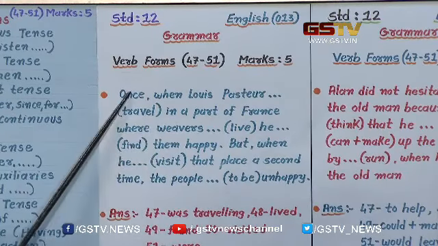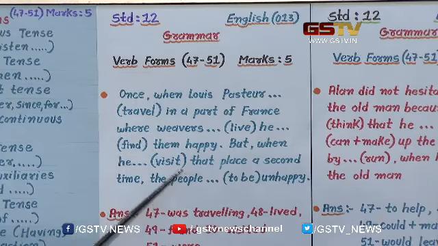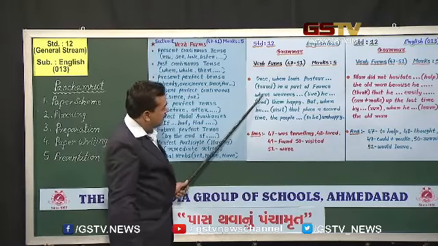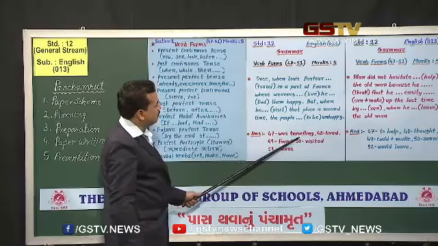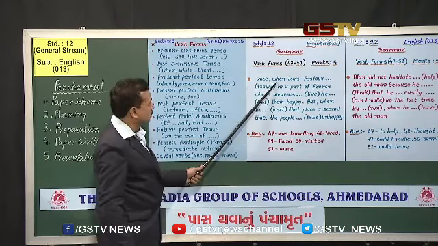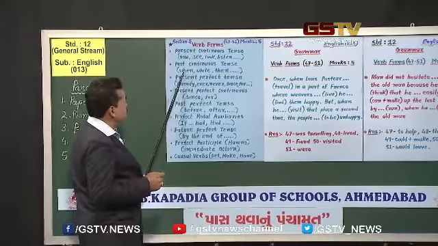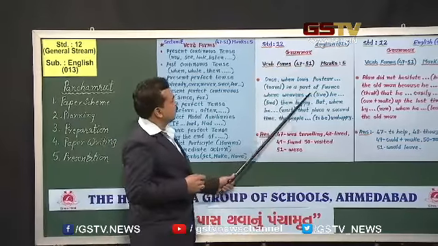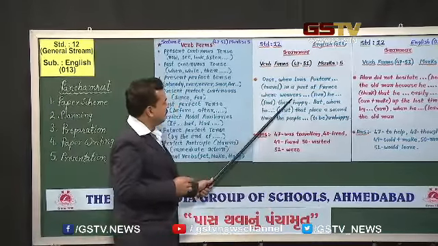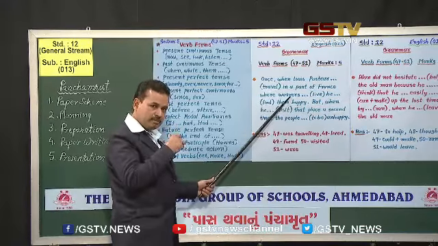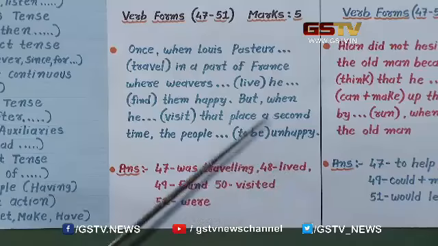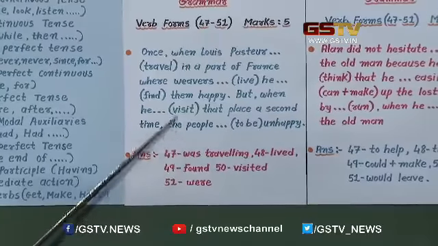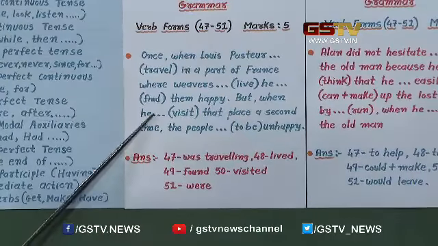First of all, keep in mind that you have to write the entire paragraph completely. You are not going to write only the answer. The first answer is was traveling, because when is there. Now, please focus: past continuous, when word is there. The first answer would be was traveling. Second, in a part of France where weavers, as the story is in past tense, the second answer would be lived. Then again he, find is converted into found them happy.